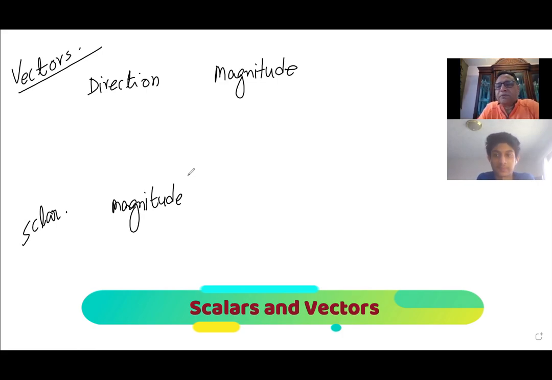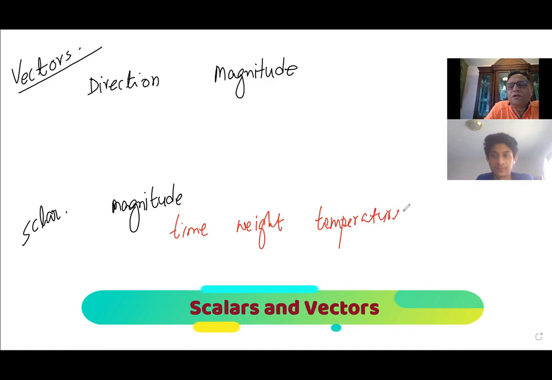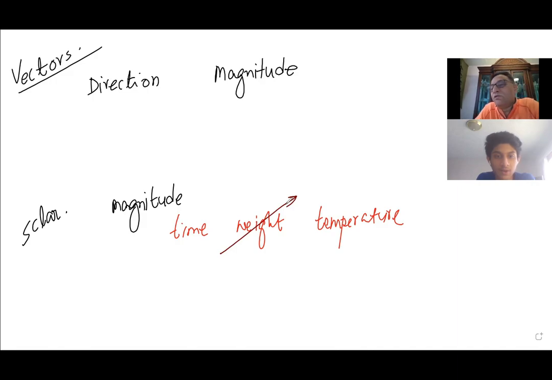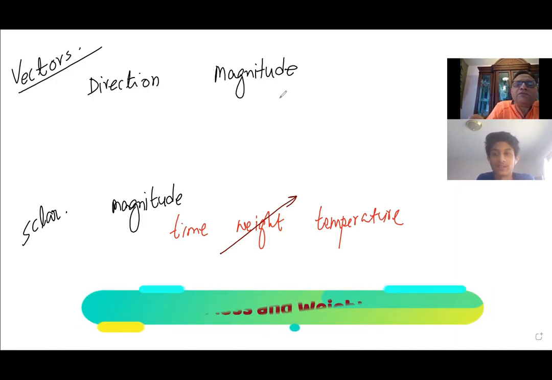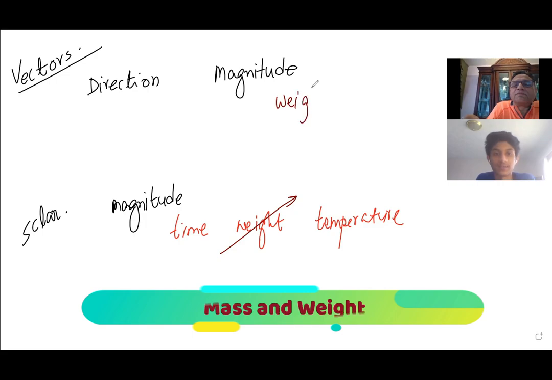Let's begin with some examples. Can you tell me 4 examples of vectors and 4 examples of scalars? Yes, sir. Scalars can be like time, weight, temperature, anything that doesn't have a fixed direction. So out of these, one of them is wrong, you know that. Oh, weight. Weight has direction. So weight will go in vectors. Right, since weight is the force with which the body is attracted towards the center of the earth. You get the idea.